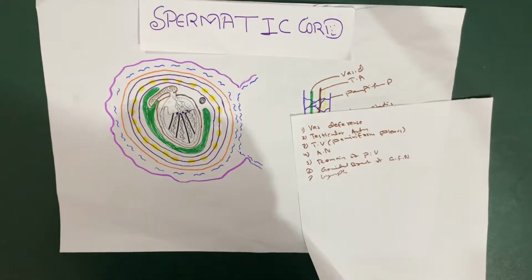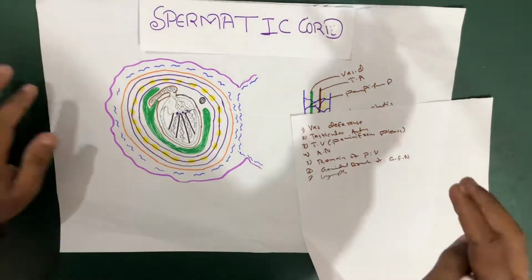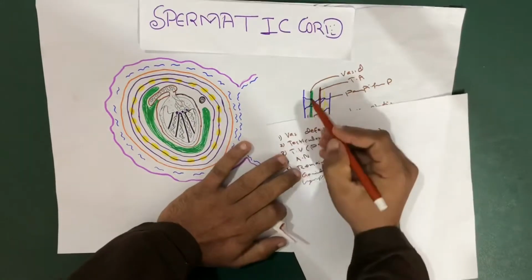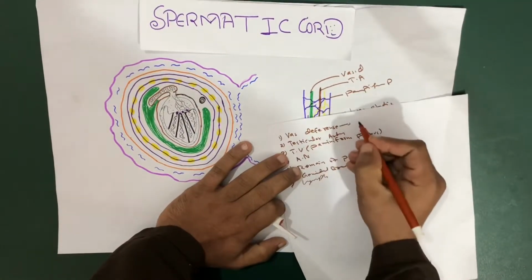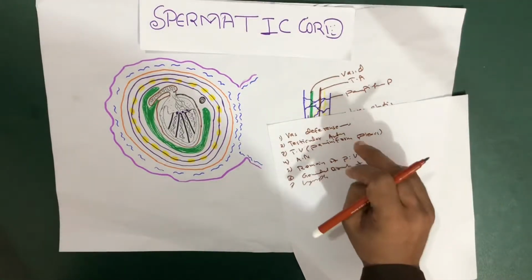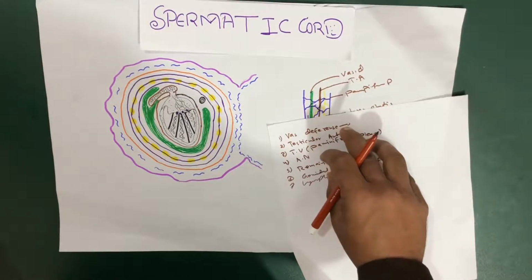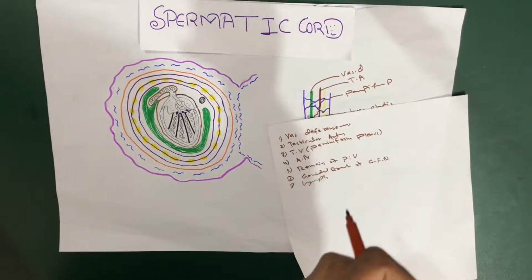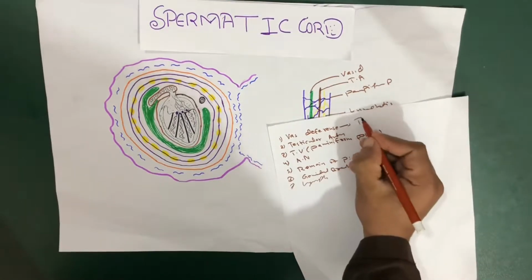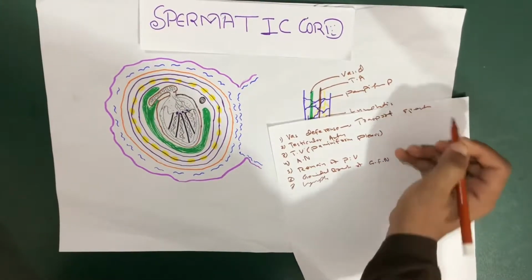Now let's talk a little bit about every structure. So what is the vas deferens? Remember, the vas deferens is a thick-walled muscular duct. The function of this duct is to transport the spermatozoa. If somebody asks you what the function of this is, it is to transport your spermatozoa from your epididymis.